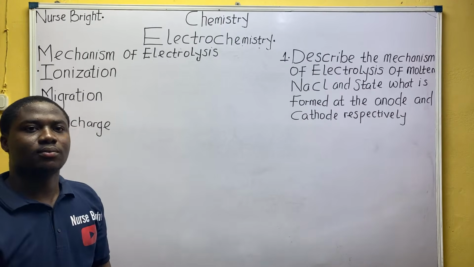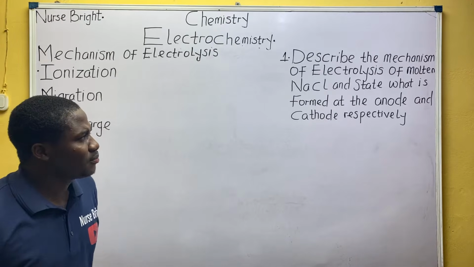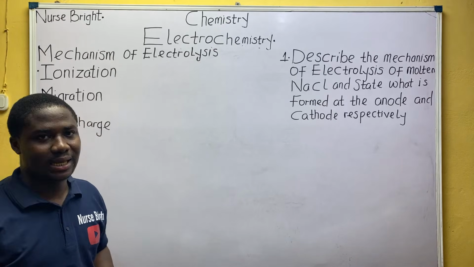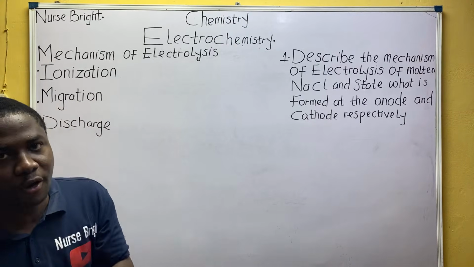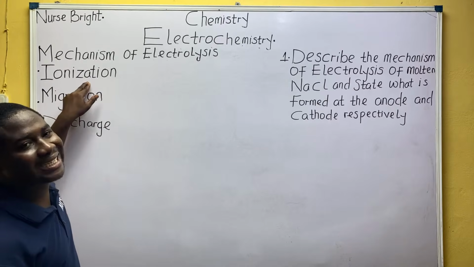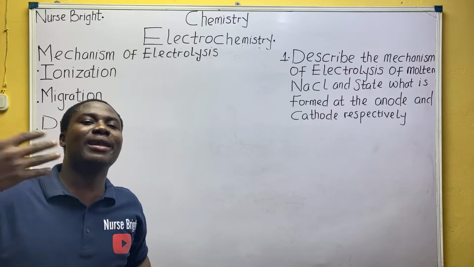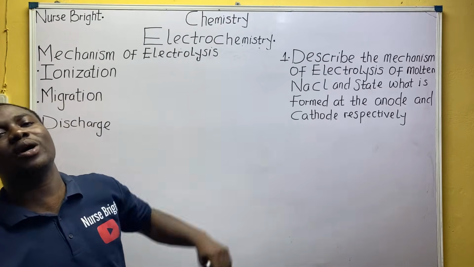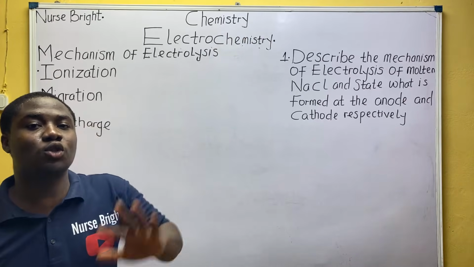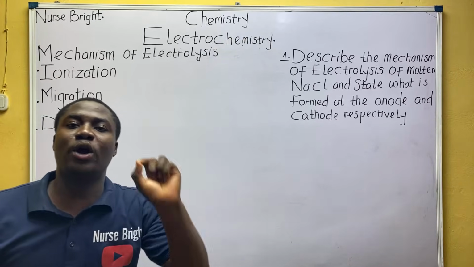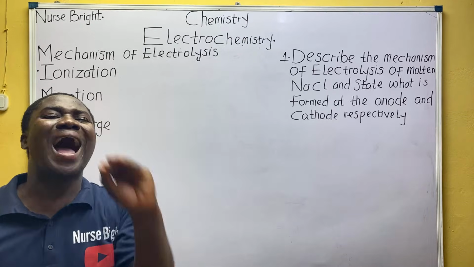Guys, listen up. You can screenshot here or you can video here, all right? How does this work? Easy. They said describe the mechanism of electrolysis of a compound, and that compound was in molten form. What is the first step in the mechanism of electrolysis? Ionization. In ionization, you break the compound in the question into ions. Ions can be of two types: those that are positive, we call them cations, and those that are negative, we call them anions.